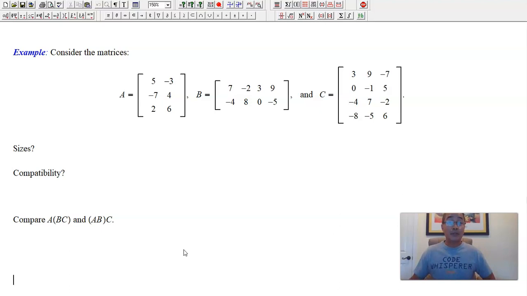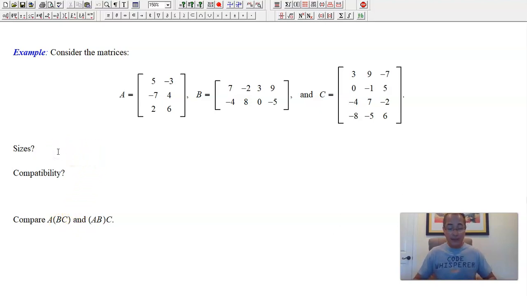Okay, well, I want to demonstrate the associative property to you. Why not? We have a computer to do it. So we have these three matrices. A is 3 by 2, B is 2 by 4, and C is 4 by 3. Okay, so our goal is to compare the two products, the two ways to multiply those three matrices together, and show that they're exactly the same.